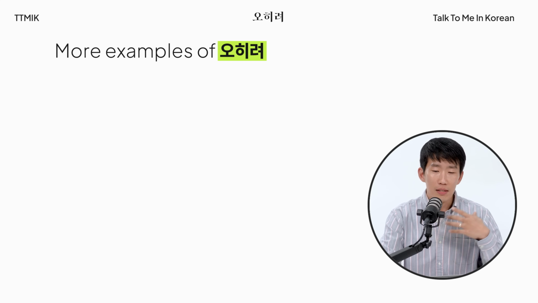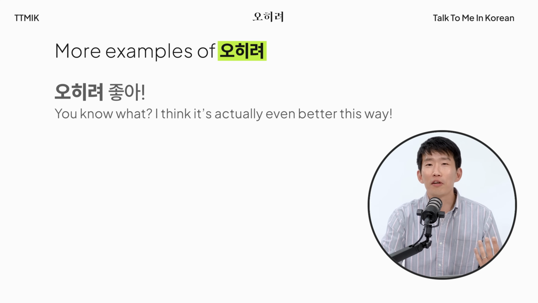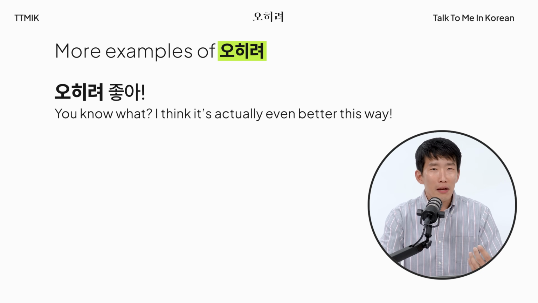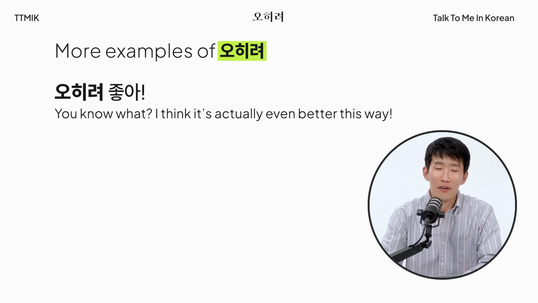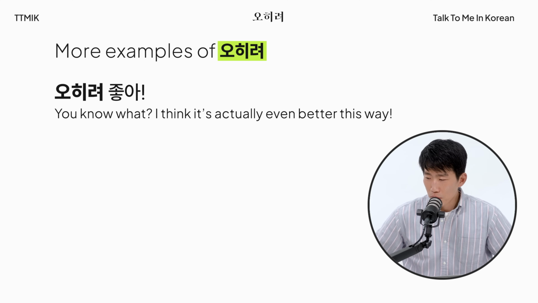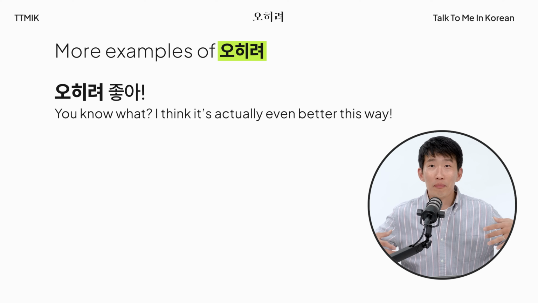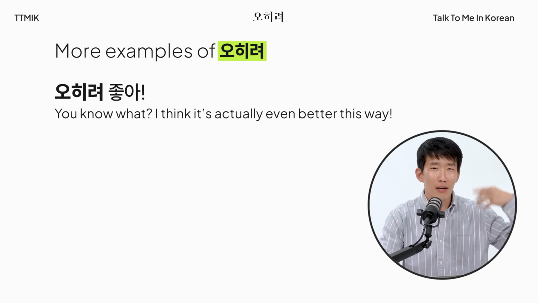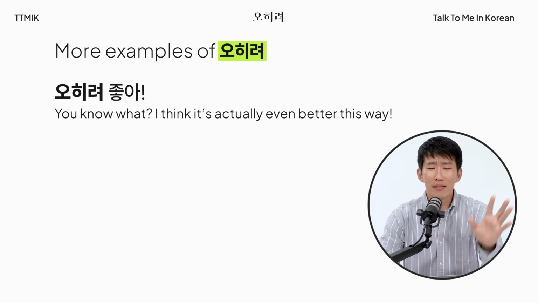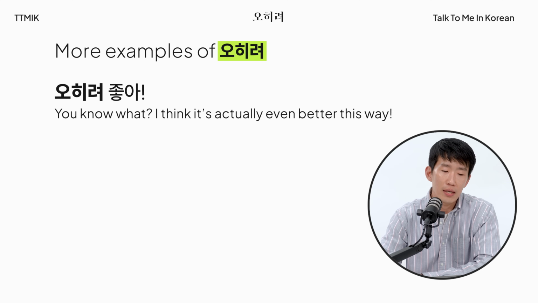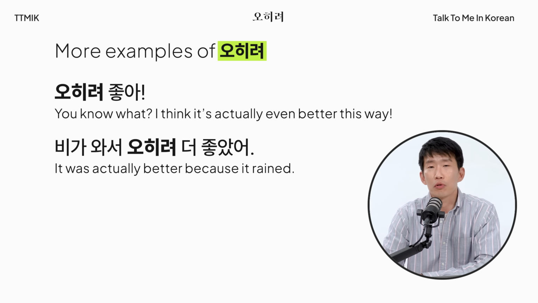Some more examples. This is a kind of meme expression. 오히려 좋아. Usually a very unfortunate situation and you're thinking too optimistically or positively. Okay, so I lost my phone. 오히려 좋아. No, that's never good. What's a good situation? Oh, it's raining. 오히려 좋아. I needed a shower. So you know what? I think it's actually even better this way. And 비가 와서 오히려 더 좋았어. So generally people would say it was a bad situation that it rained, but 오히려 좋았어.